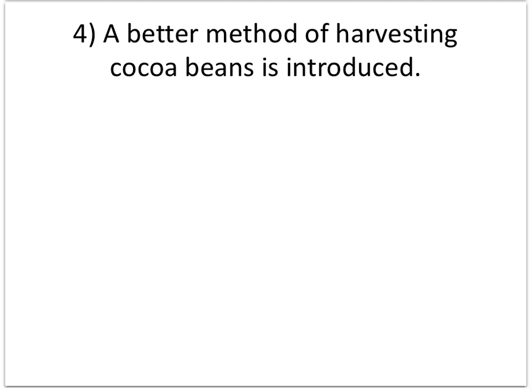Let's go to case four. A better method of harvesting cocoa beans is introduced. Now again, you need to think, if a better method of harvesting cocoa beans is introduced, who is going to be affected by this event? First of all, people who are harvesting cocoa beans are going to harvest them more efficiently, right? They will produce more output, and that's the reason the cocoa bean prices will be cheaper, because now you are producing more efficiently using less cost, and this will be reflected for the suppliers of cocoa beans. They will sell cocoa beans cheaper.